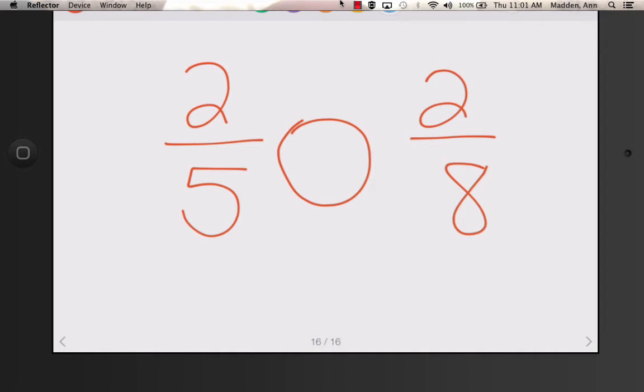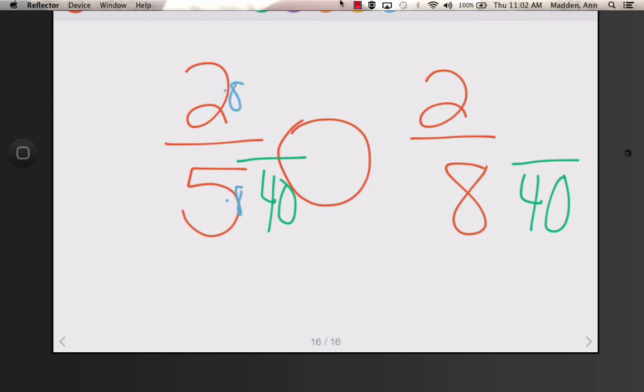Let's look at another one, 2/5 and 2/8. What could be my common denominator? If you said 40, you were correct. 5 times 8 is 40. If I count it by 5s, 5, 10, 15, 20, 25, 30, 35, 40. If I count it by 8s, I will also get to 40.